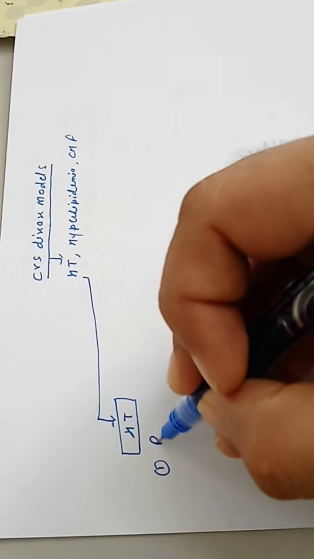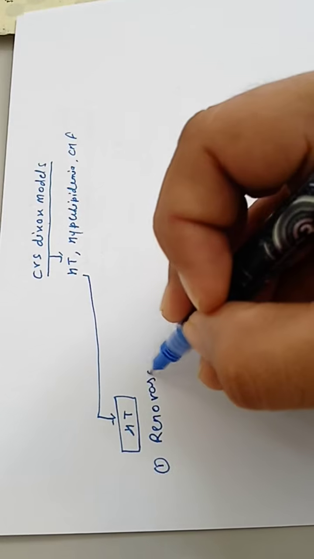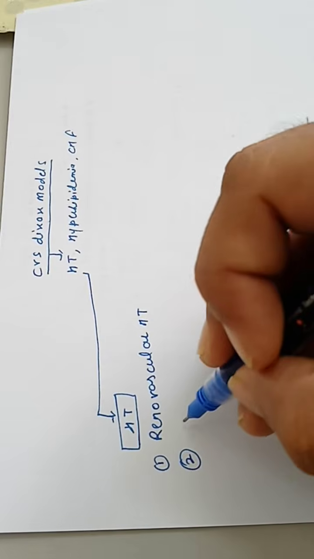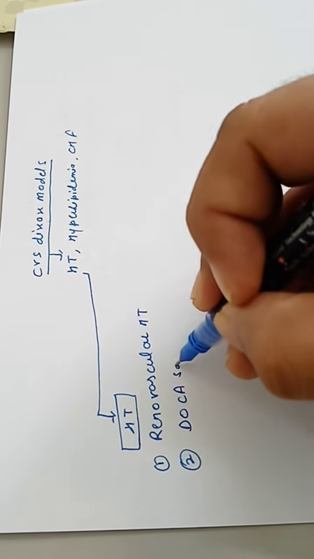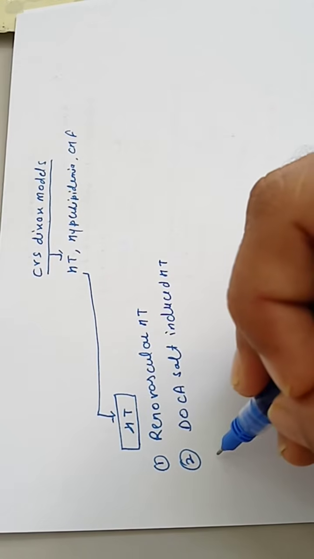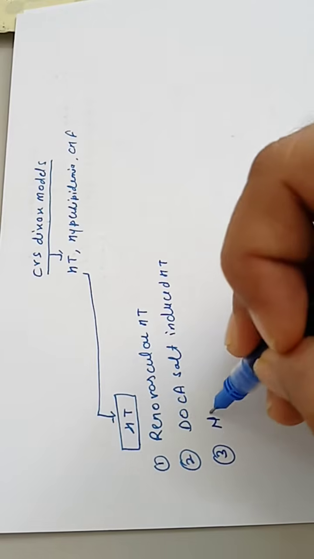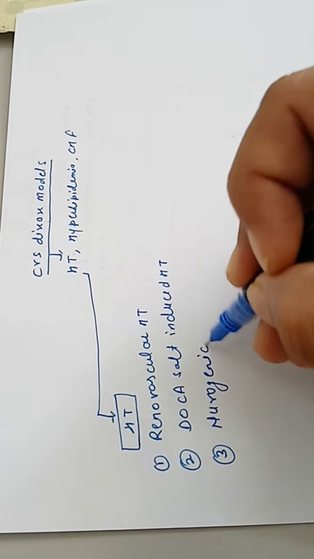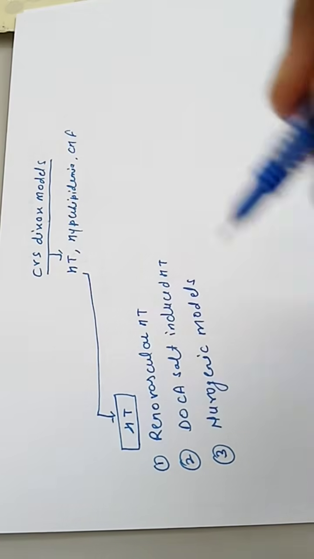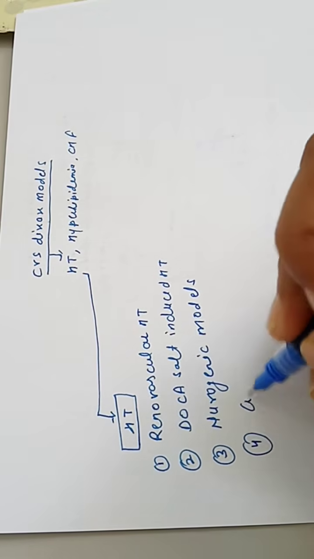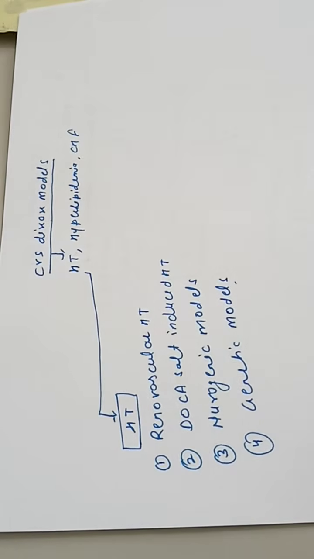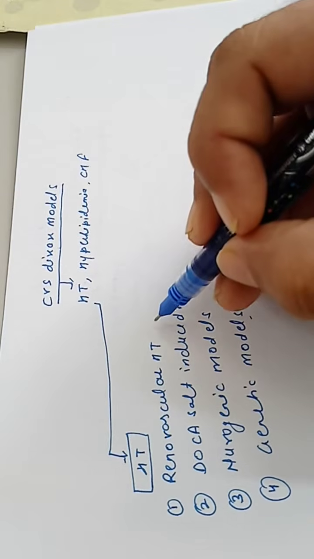There are various models. One is the renovascular hypertension model. There is DOCA salt induced hypertension in animals. There is neurogenic hypertension, the neurogenic models for hypertension. There are also genetic models for hypertension. So these are the various animal models for hypertension, and one by one I am going to discuss them.